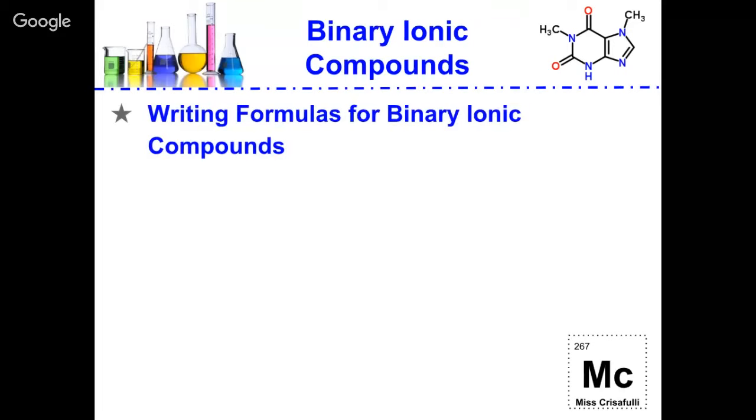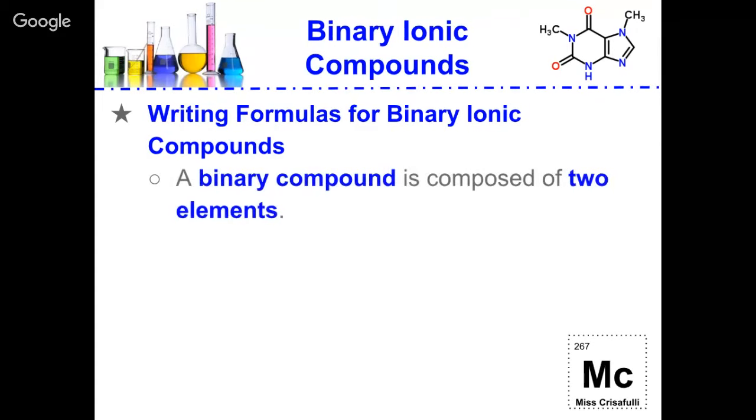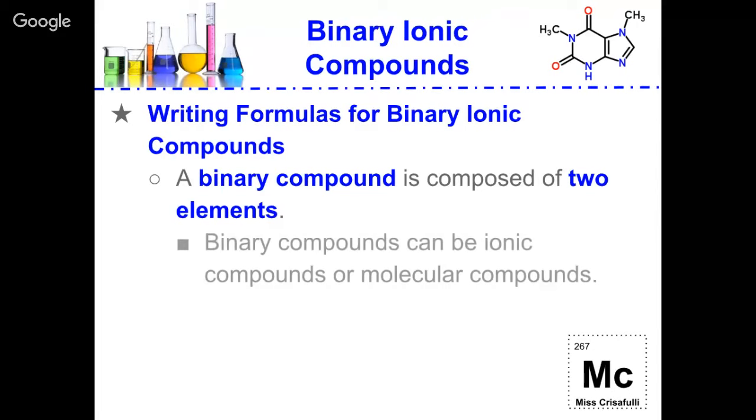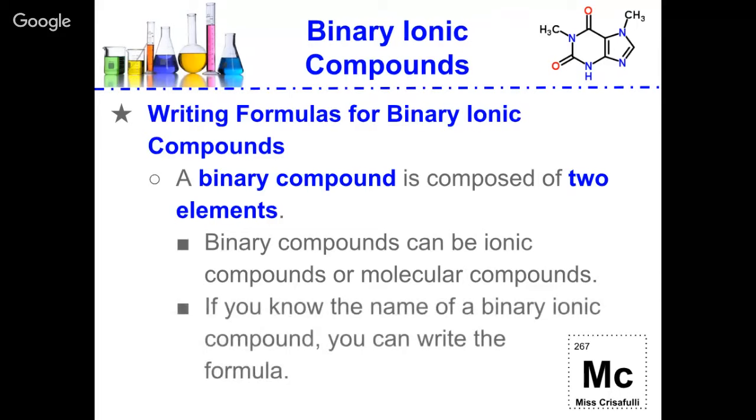So let's talk about writing binary ionic compounds. A binary compound is composed of two elements. Binary compounds can be ionic compounds or molecular compounds. If you know the name of a binary ionic compound, you can then write the formula.